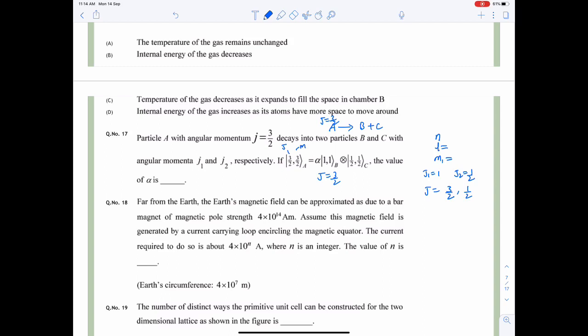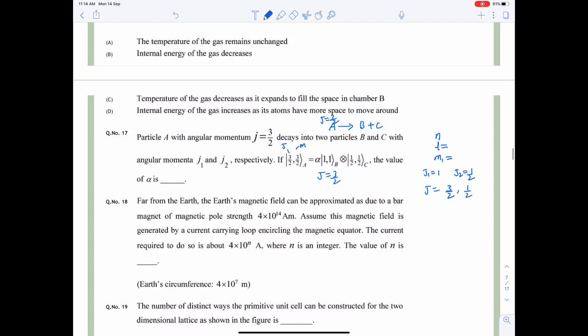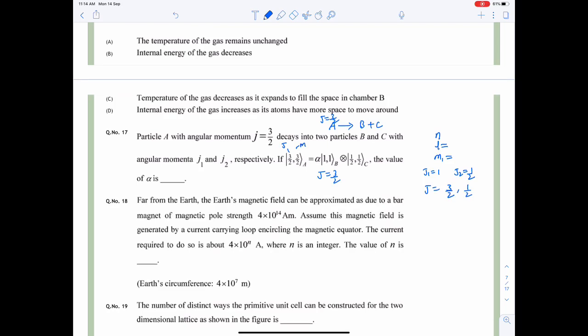So now if I take the M for this one, I can mark it here. M is equal to 3 by 2, 1 by 2, minus 1 by 2, minus 3 by 2. This is your total M. For this, total M is equal to half and minus half. So M goes to minus J2 plus J, or J2 minus J.